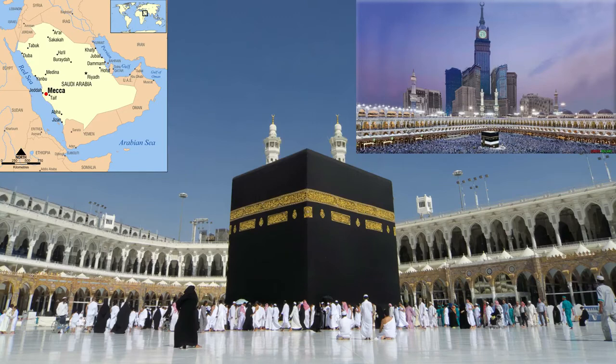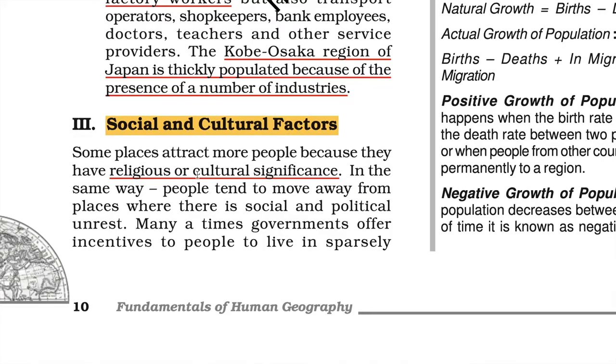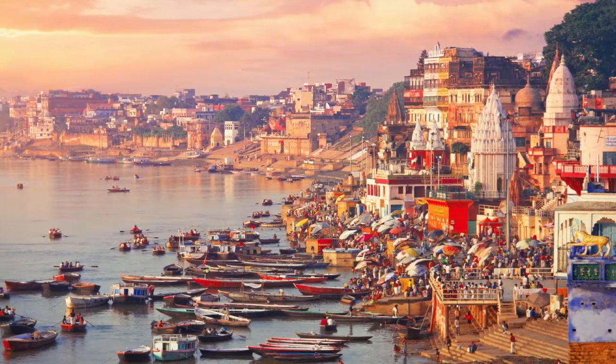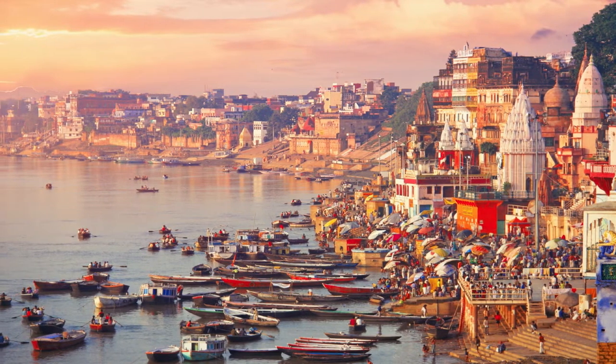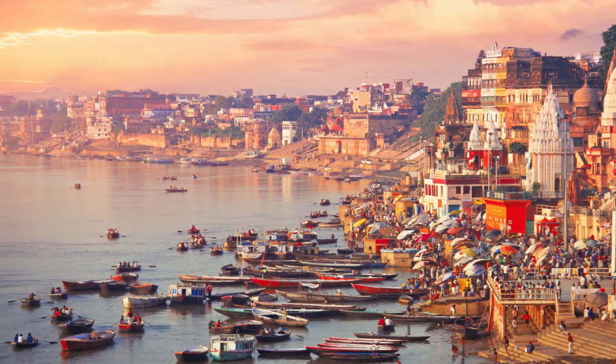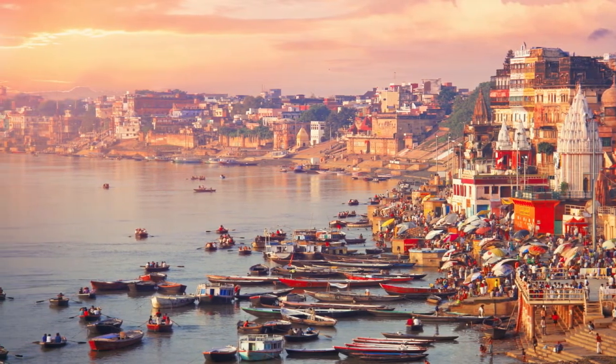First is millions of Muslims for the annual Hajj visit Mecca, a city in Saudi Arabia. On the other hand, the other place is Varanasi, which is called the spiritual capital of India, which is visited by a number of Hindu pilgrims for taking a dip in sacred waters of River Ganga. Now moving on to the next topic, which is population growth.